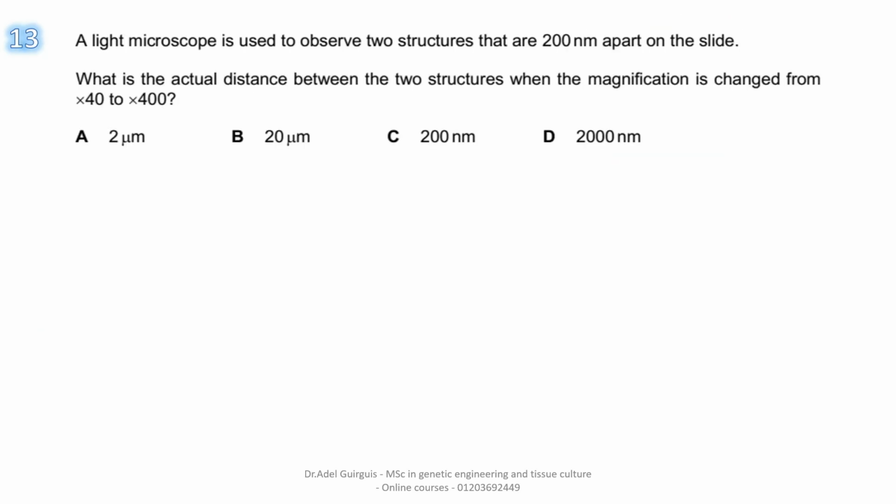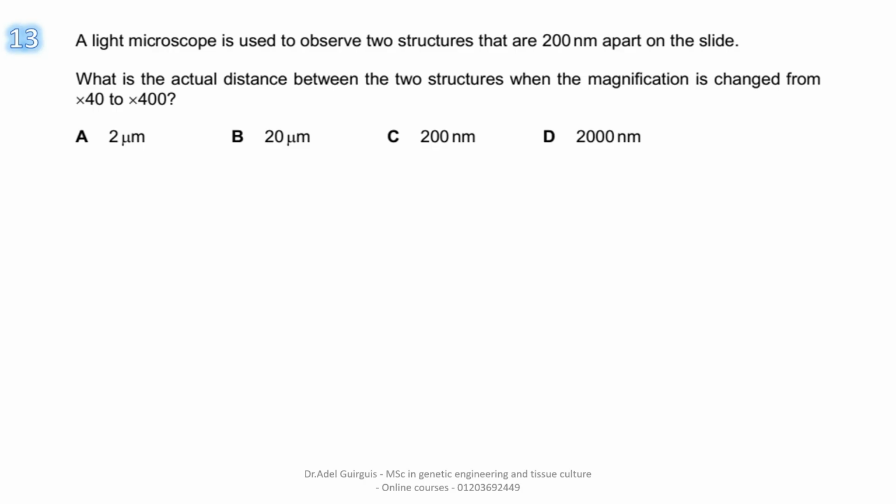Okay. Number 13. A light microscope is used to observe two structures that are 200 nanometers apart on the slide. This is the actual distance between two structures found on the slide and seen by the light microscope. What is the actual distance between the two structures when the magnification is changed from 40x to 400x?